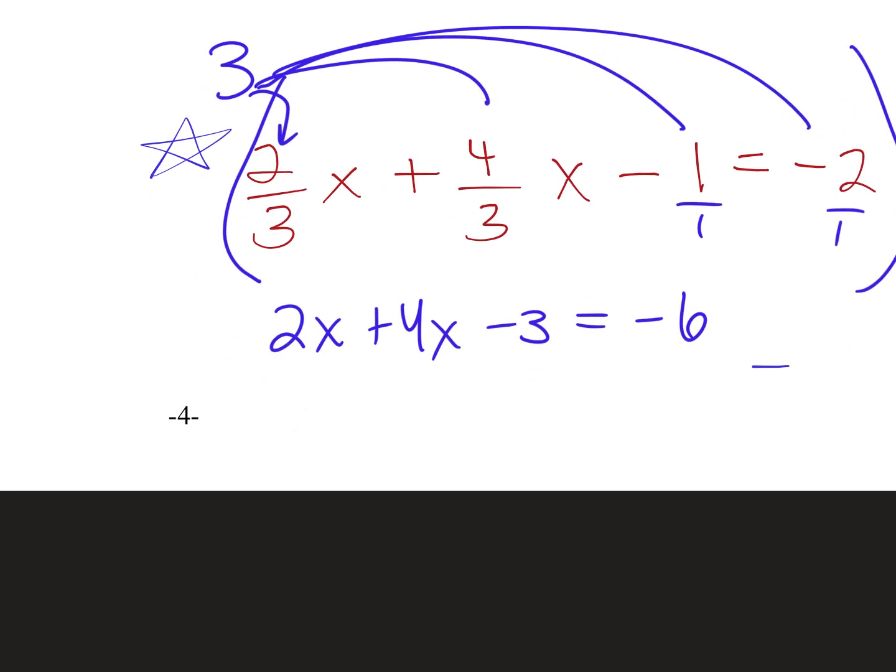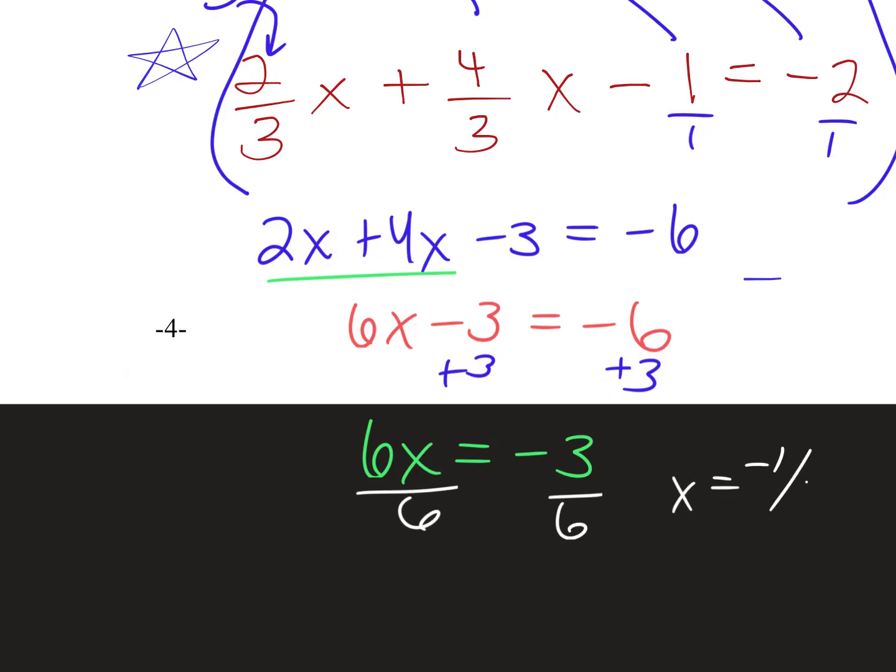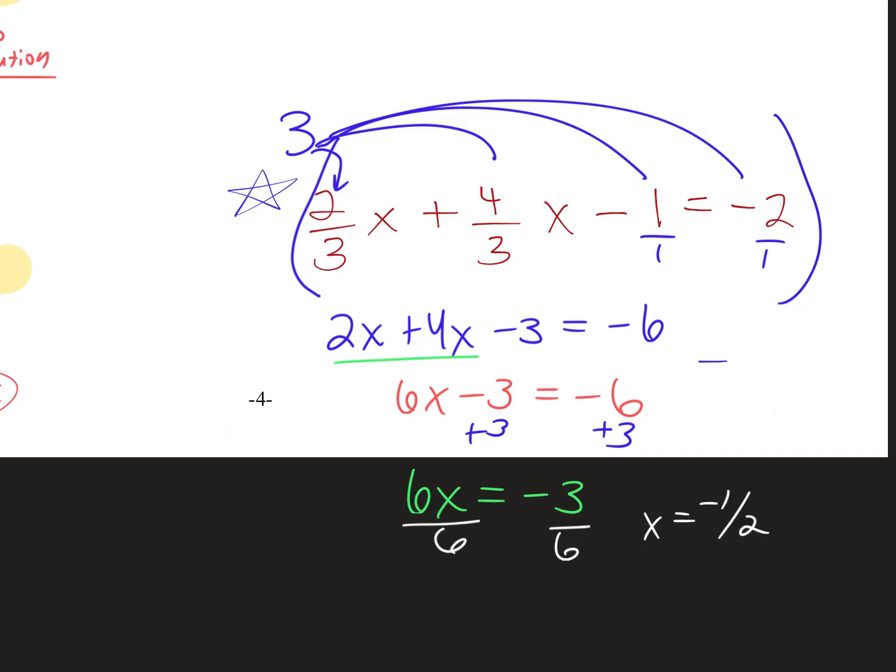So what would you combine here? 2x and 4x gives you 6x minus 3 equals -6. So what would you do to both sides now? Add 3. So 6x equals -3. And then what? Divide by 6. So in this case, x would equal -1/2. If you start off with a fraction, just figure out what your common denominator would be and multiply the entire equation by it. Whatever you do to one side, you do to the other, and then it'll be fine.